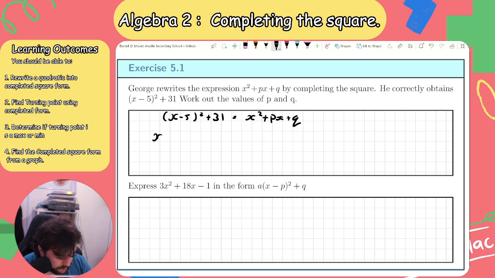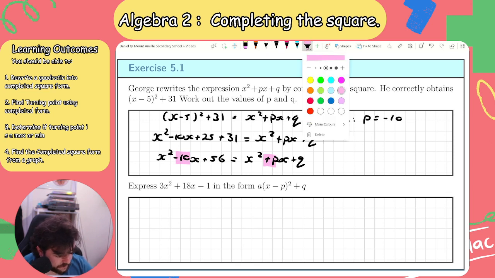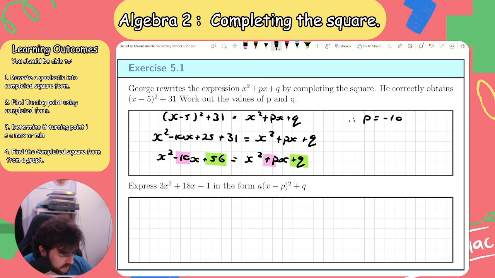If I expand this out, I'm going to have x squared minus 10x plus 25 plus 31 equals x squared plus px plus q. So x squared minus 10x plus 56 equals x squared plus px plus q. So equate coefficients. Minus 10x is equal to px. Therefore, p is equal to minus 10. Plus 56 is going to be equal to plus q. So therefore, q is equal to 56. That's that question done. Right, next one.